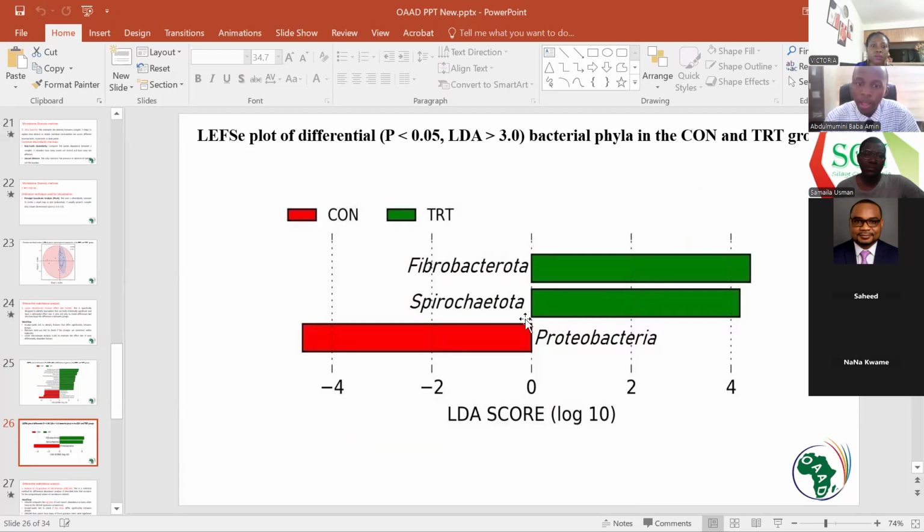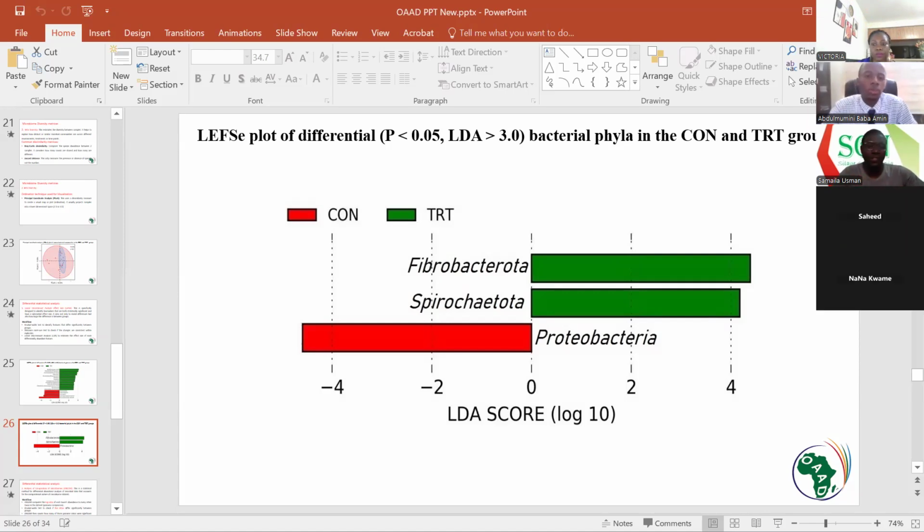Is it clear? Yeah, I think in other words, the LEfSe analysis only shows bacteria, species, or phyla, or whichever taxonomy you are running the analysis on. It only shows those that are significant. It doesn't show those that are not significant. Yes, it only shows those that are significant. So you can see p-value less than 0.05.